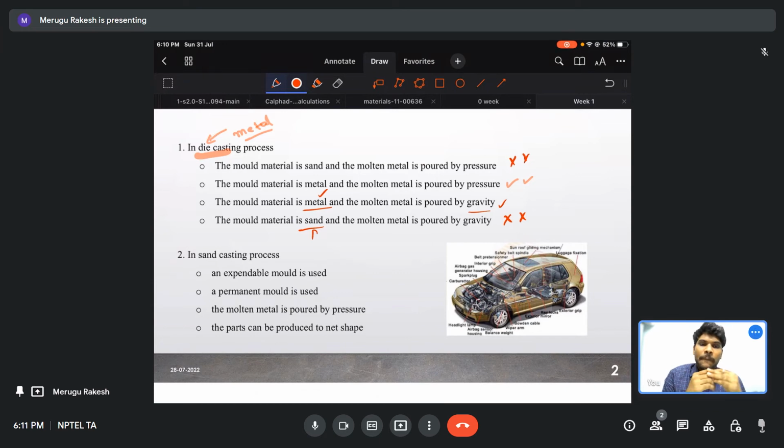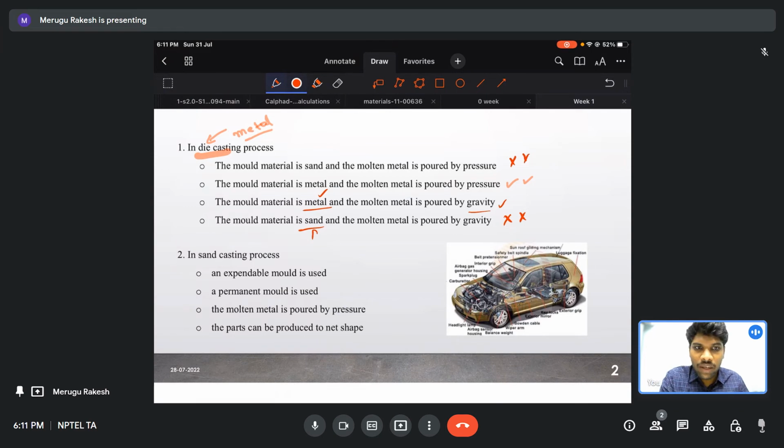And one more thing: with this pressure, the time for production of any single object is reduced. With gravity, we cannot do mass production very quickly; the time for preparation of the object will be very high in gravity casting. So we use pressure so that the part will be over within about 1 minute. The main motto of designing die casting is to quicken the process as well as improve the flowability of the metal by using external pressure. So option 2 is the most appropriate for this question.